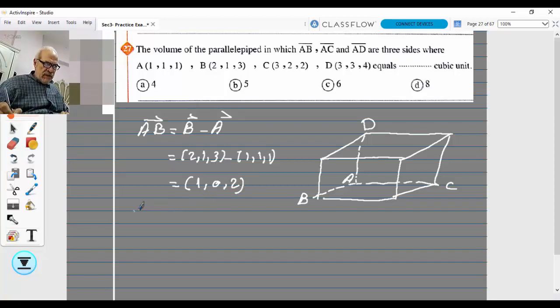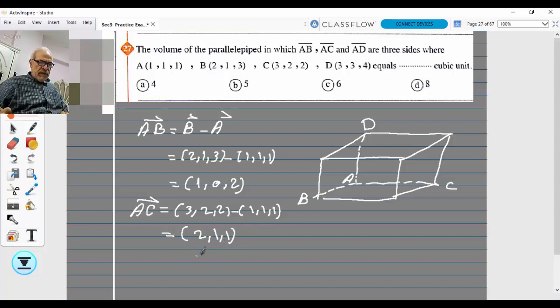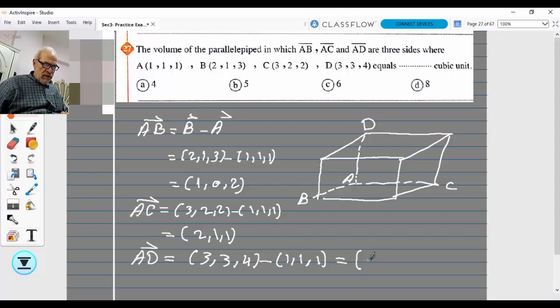Again, we calculate AC. AC equals C minus A, 3, 2, 2, minus A, of coordinates 1, 1, and 1. And the result equals 2, 1, and 1. It is AC. What about AD? It is the third side. AD equals D minus A, which equals 3 minus 1, it's 2, 2, and 3.